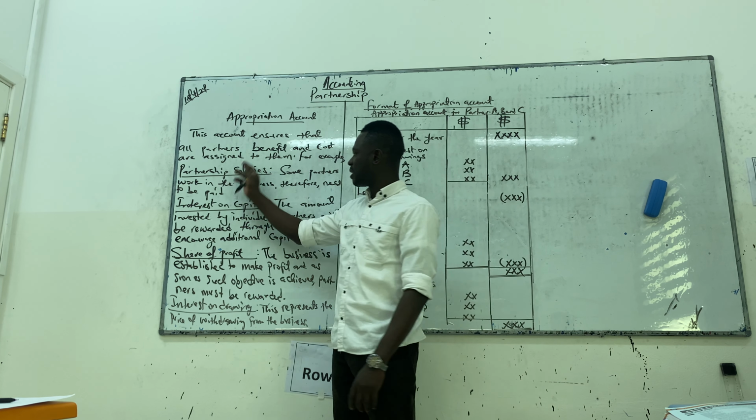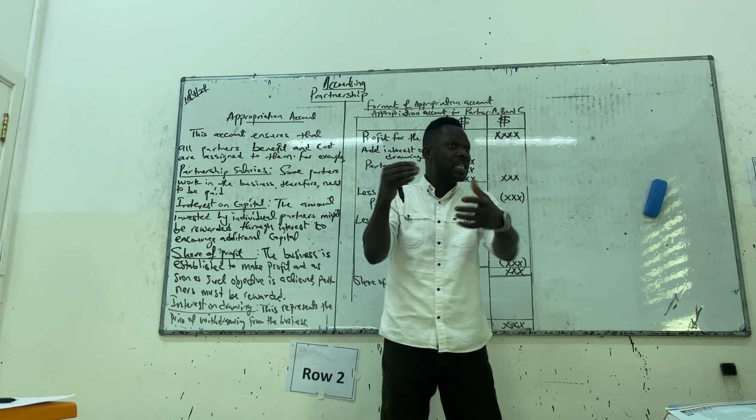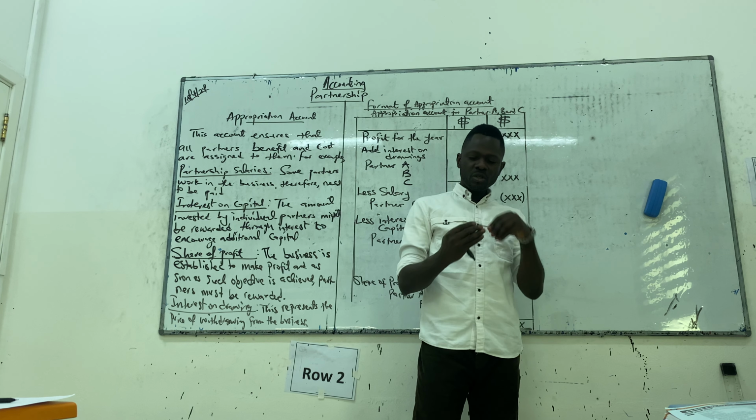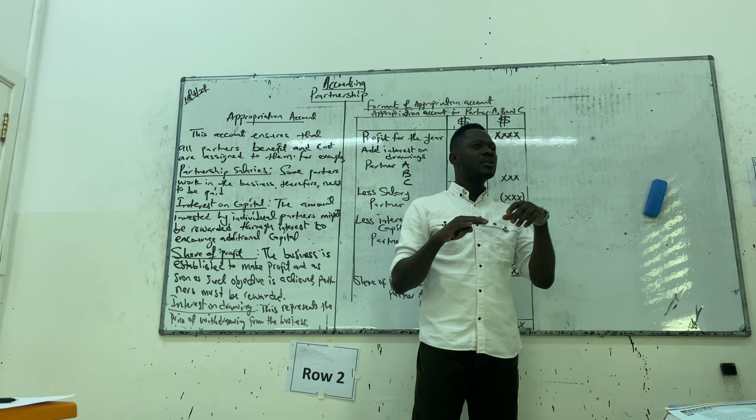So that's about salary. Then we go to interest on capital. Capital is the amount of money contributed by each partner. Yes or no? Good. So if you have contributed this amount into the business, you will be rewarded, which is what? A sort of interest. That is, interest is the reward on capital. So which means you can get more.